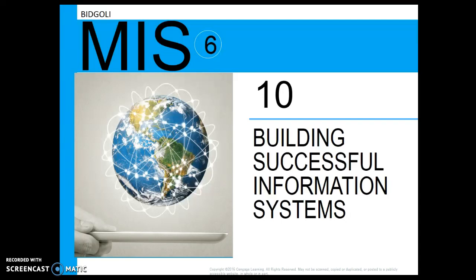We're looking at Chapter 10 in your MIS6 book, and we're going to talk about building successful information systems. I'll be going through this chapter in these PowerPoint slides, and I am going to go through the important parts. There are quite a few slides, and I'm going to try to hit the things that I feel you will get the most from and need to know, and skim over the details that I feel are not as important.